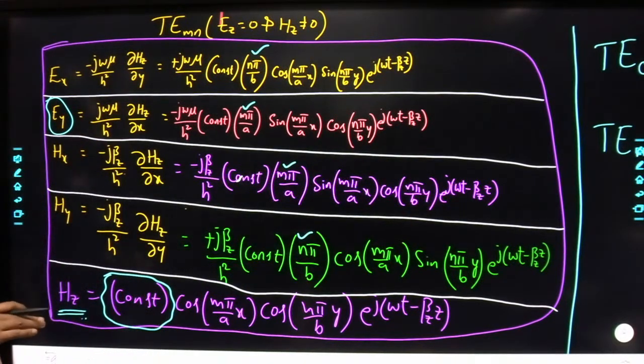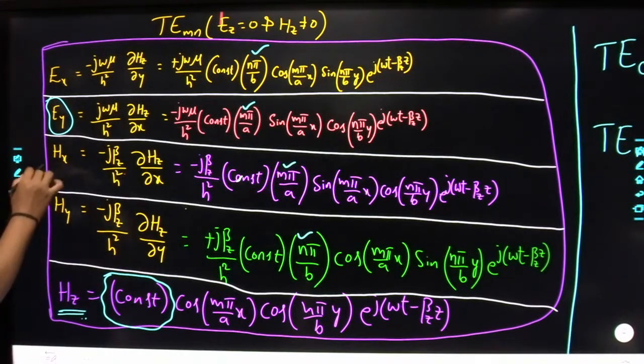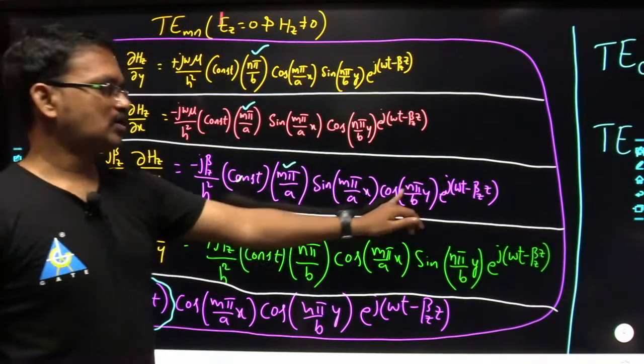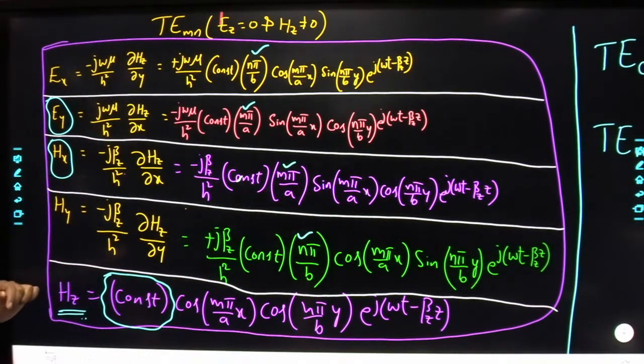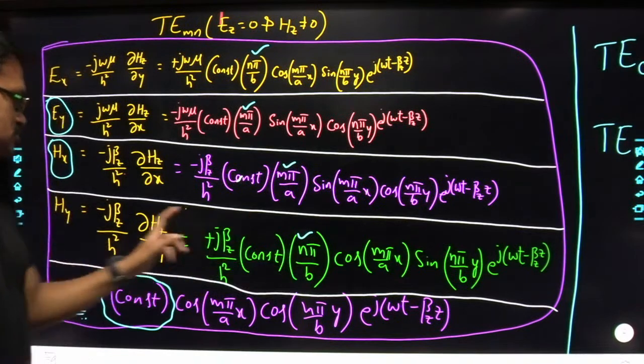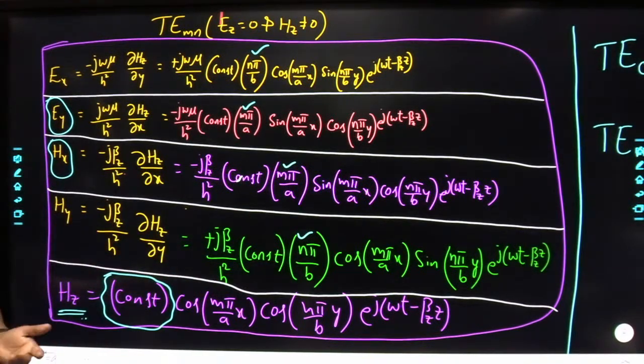TE M0 mode, right? Okay. And if you observe Hx here, if you put n equal to 0 and m not equal to 0, this term will also exist. Hx will also exist, whereas Hy will become what? If you put n equal to 0, this term will become 0, right?